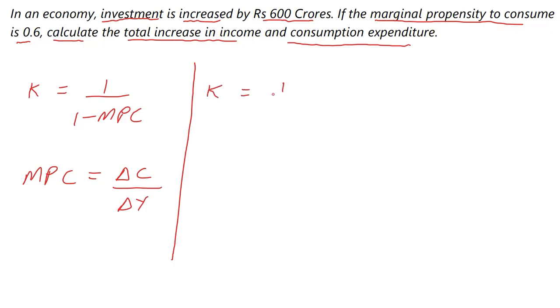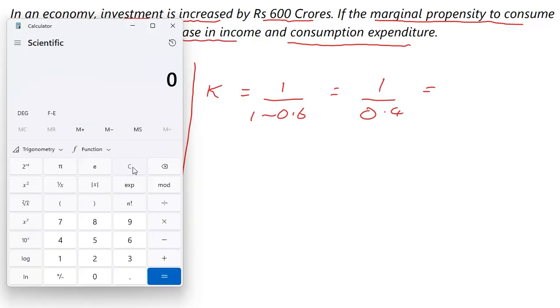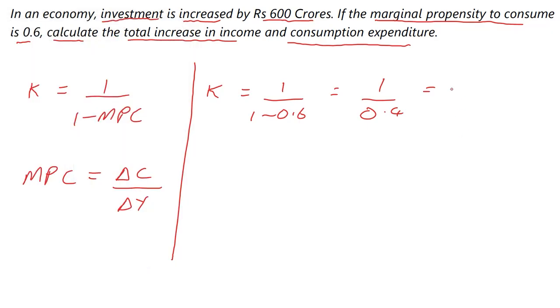K is equal to 1 upon 1 minus 0.6, which is equal to 1 upon 0.4, which, using the calculator, gives us 2.5. 1 upon 0.4 should give us 2.5. All right, so I'm going to write 2.5.